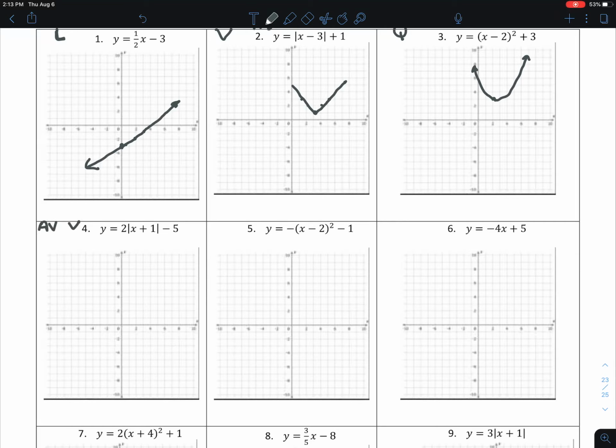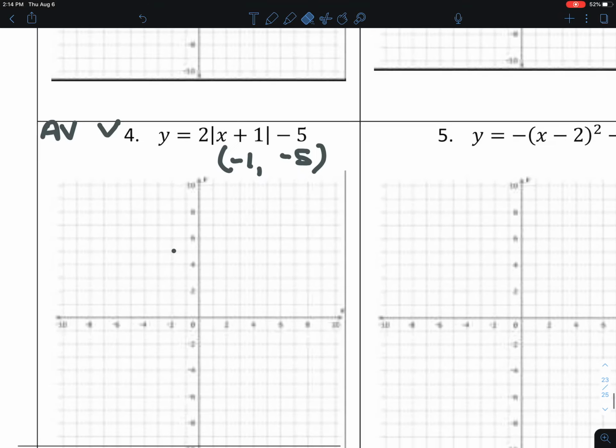All right, in the next one, this is absolute value because we see the absolute value symbol, so it's going to look like a V. Our vertex is -1, -5, and our slope is 2. So we go to x is -1, y is 5. I'm sorry, y is -5. These little lines are hard to draw on. Sorry about that. And our slope is 2, so we're going to go up 2.